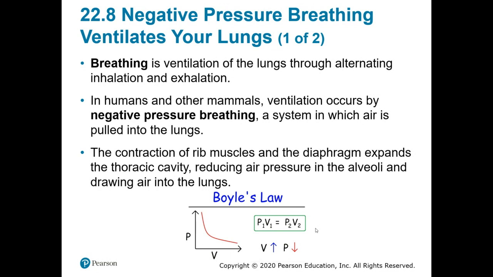To breathe out, we just simply relax. And that's a passive process. All we do is relax the diaphragm, and the stretchiness of the muscle and the elasticity of it causes it to push back up and make the chest cavity smaller. When we make the chest cavity smaller in volume, that makes the pressure go up. And now the pressure inside the lung is higher than outside, and that causes air to move out. So low pressure inside, air moves in; high pressure inside, air moves out.